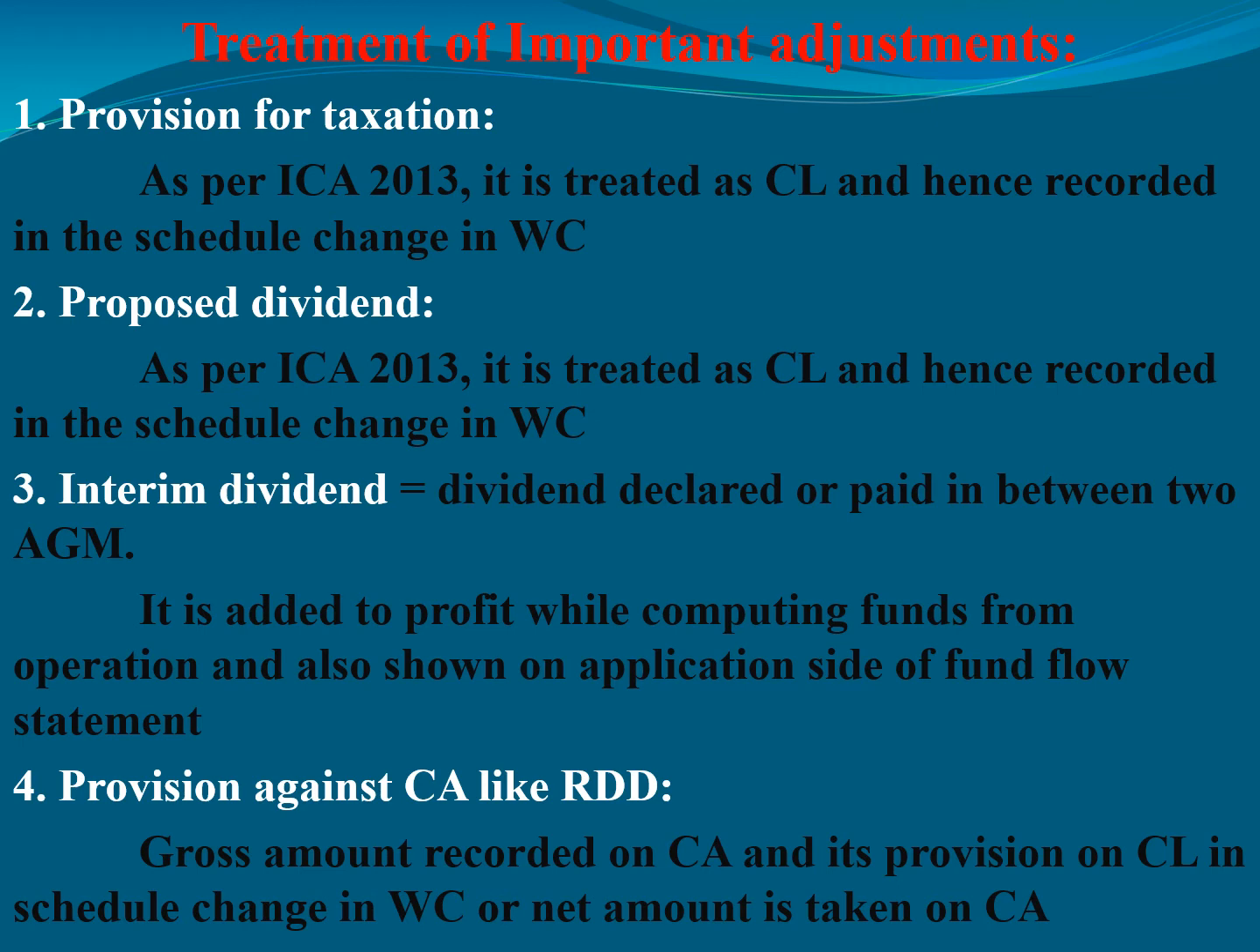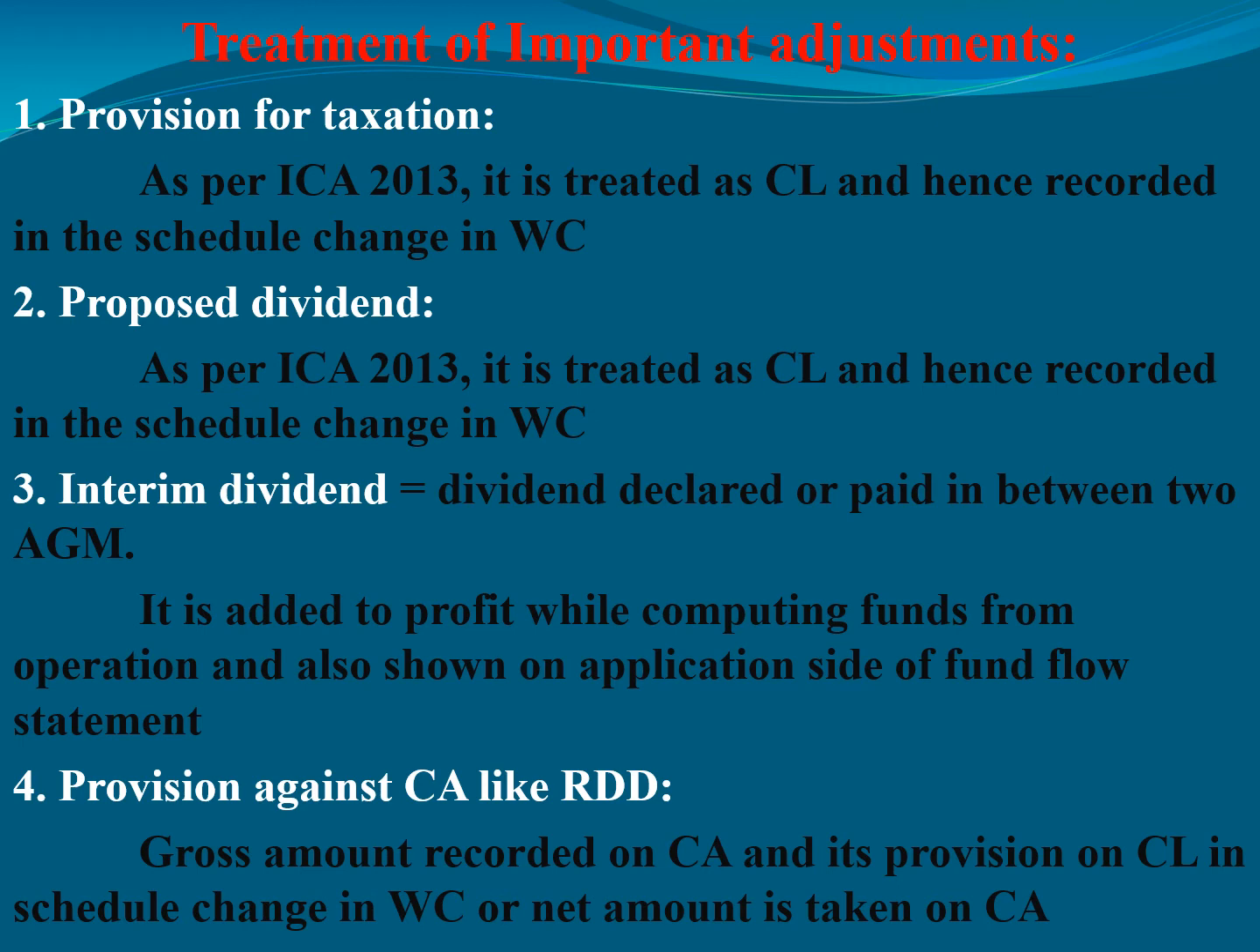Provision against current assets like RDD. Here there are two options. Sometimes in the balance sheet we'll see the debtors in the inner column minus RDD, reserve for doubtful debts or provision for doubtful debts and bad debts. The amount will be given and the net amount will be taken in the outer column in the balance sheet of previous year or current year.